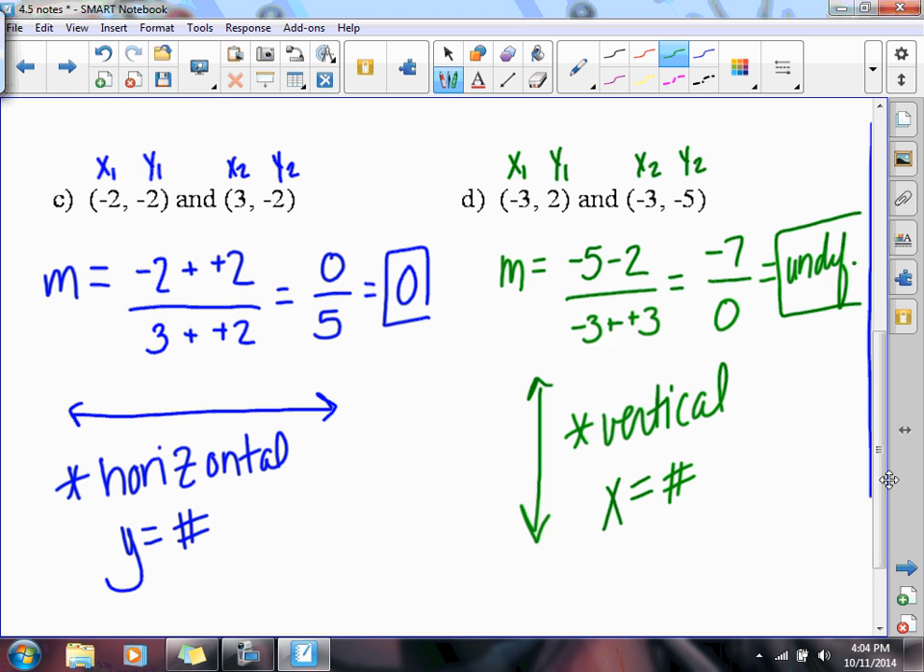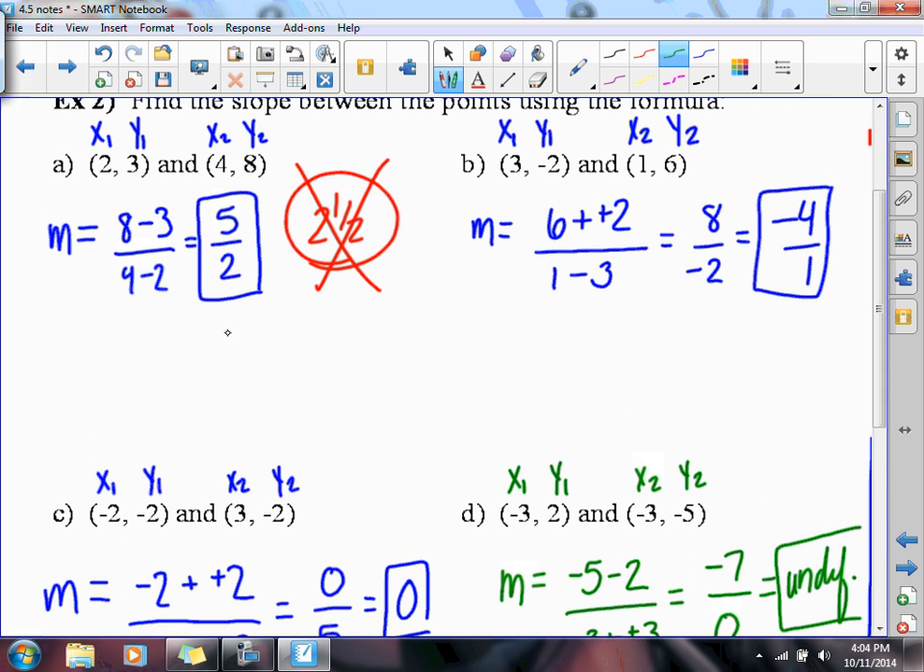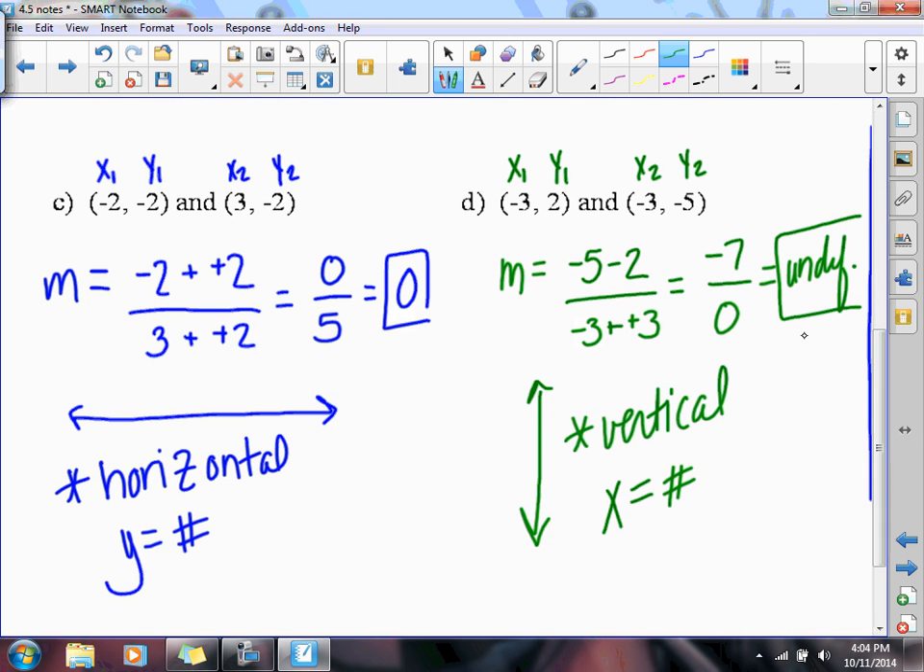So those are a couple special cases. So we've taken a look at 4 examples here where we had a positive slope, we had a negative slope, and then we have a 0 slope, and then an undefined slope. So those are the 4 kinds of slope that you can have from lines.